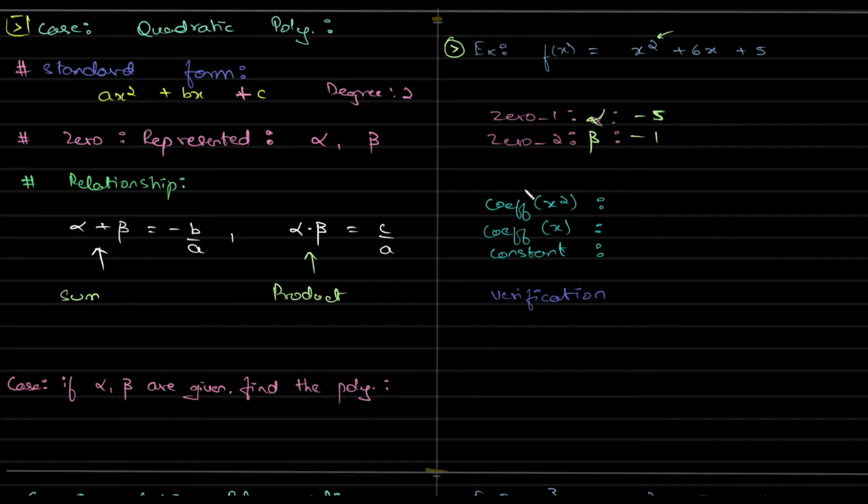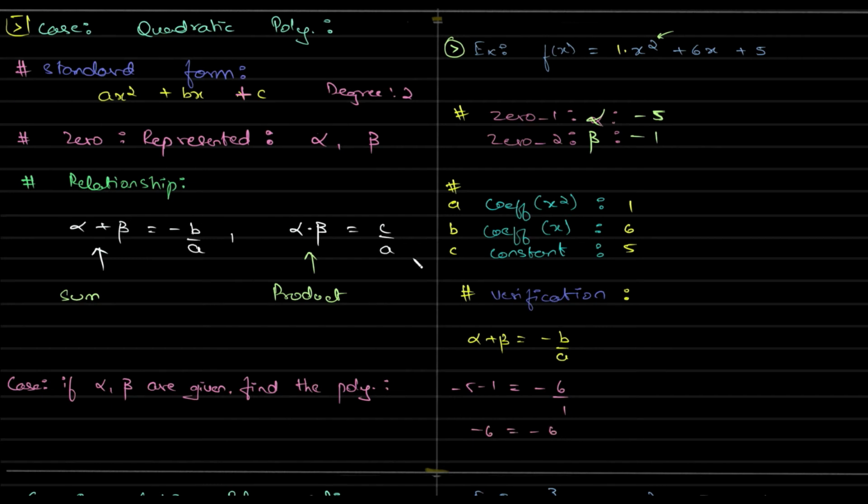Okay, what is the coefficient of x square? It is in this case 1. Coefficient of x is 6 and the constant is 5. So this is your a, b and c. So let's verify that alpha plus beta is minus b by a. So alpha is minus 5 and beta is minus 1. Minus of b is minus 6, by a, that is 1. So clearly minus 6 is equal to minus 6.